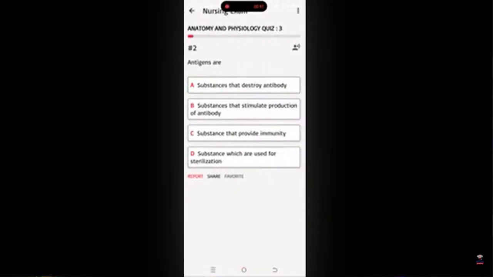Antigens are A. Substances that destroy antibody. B. Substances that stimulate production of antibody. C. Substance that provide immunity. D. Substance which are used for sterilization.